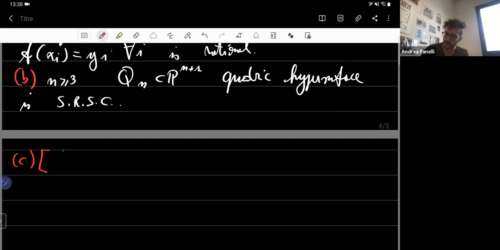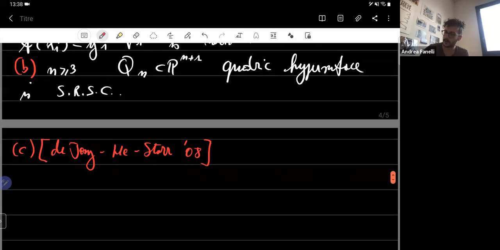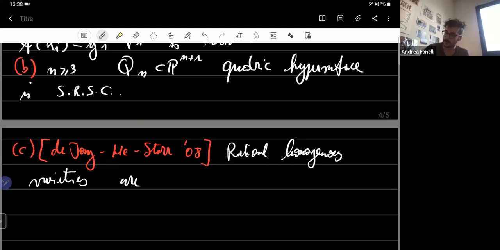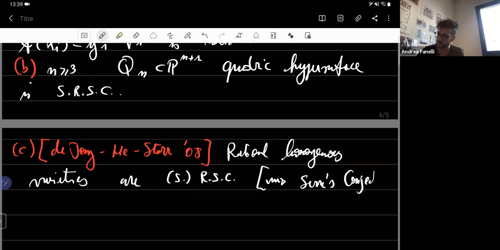And this is a result of de Jong and Starr. This is a very famous paper, and so the case of rational homogeneous varieties are strongly (I put in parentheses) rationally simply connected. I think you can deduce it. The definition they have here of rational simple connectedness is different. I'm sure that this implies the rational simple connectedness. I'm not sure about the strong version, but anyway, rational homogeneous varieties have been studied and are rationally simply connected. This is just a remark. This is a very famous paper because it's where they prove Serre's conjecture II. So these are about the examples.